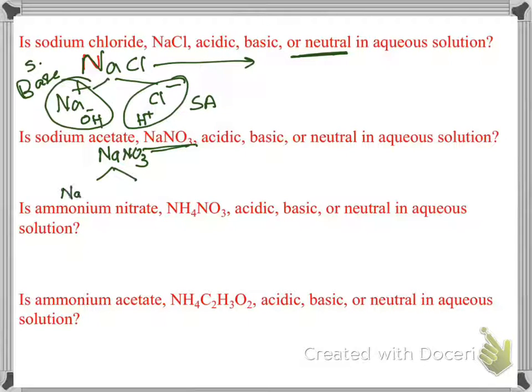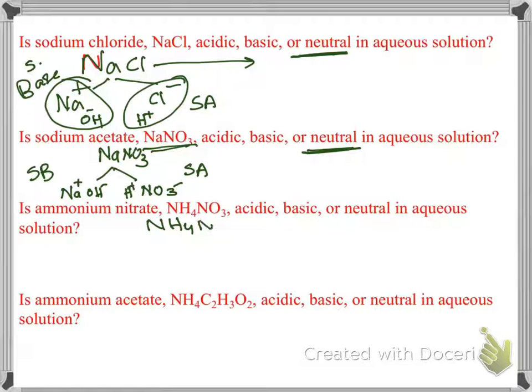Na plus, NO3 negative. Now write down OH negative next to the positive charge and H plus here. What is this made up of? Sodium hydroxide, a strong base, and nitric acid, a strong acid. So a strong acid-base reaction gives you a neutral solution. Let's look at the next one.